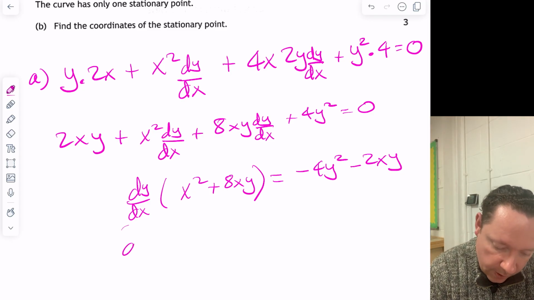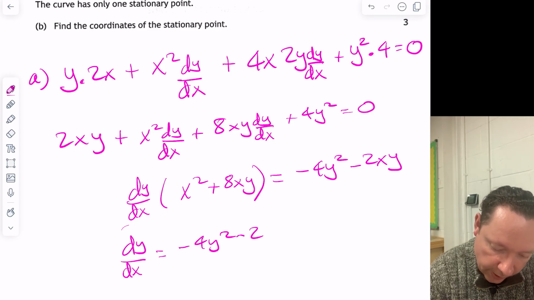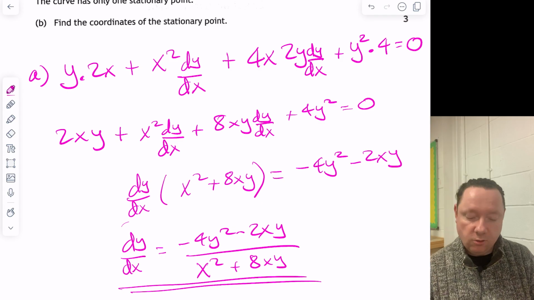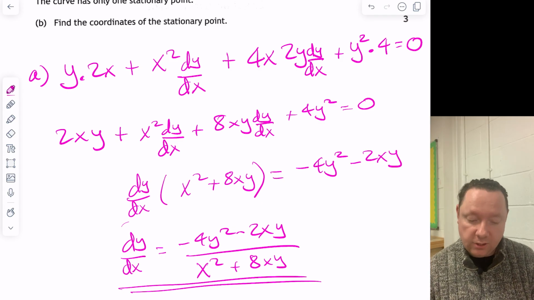So that means that dy by dx is 4 minus 4y squared minus 2xy all over x squared plus 8xy. And we're done there. Only one stationary point. Find the coordinates of the stationary point. So dy by dx equals 0 for stationary points.